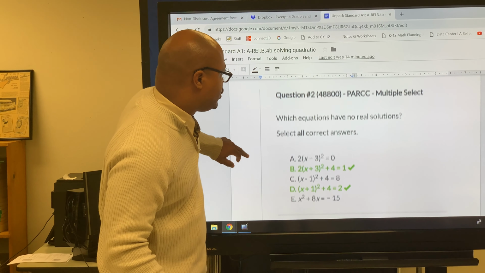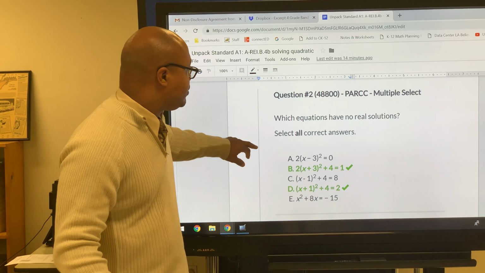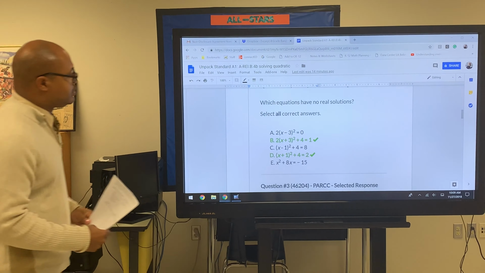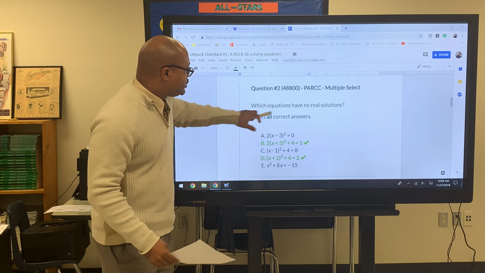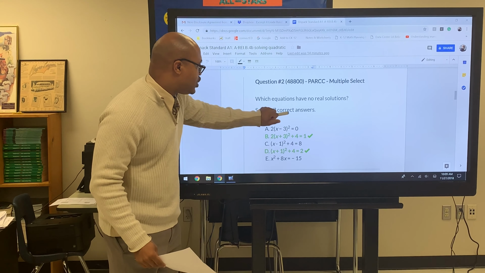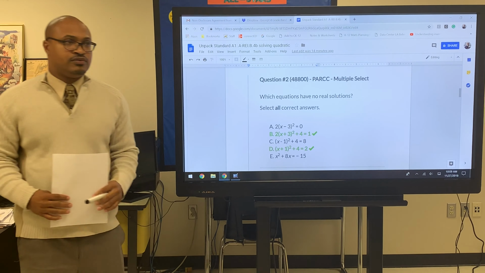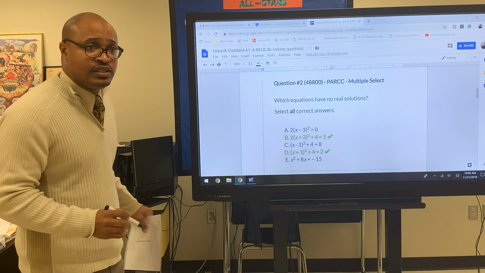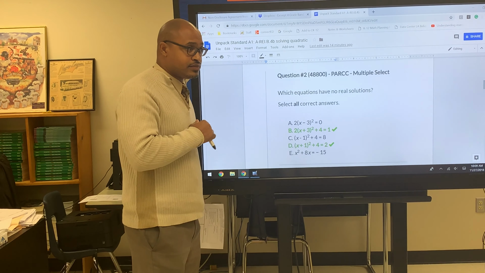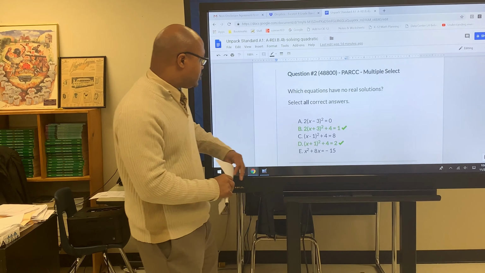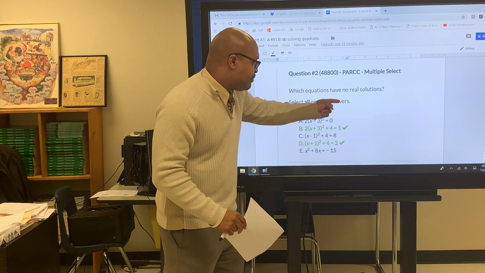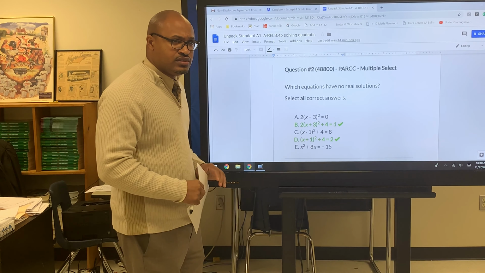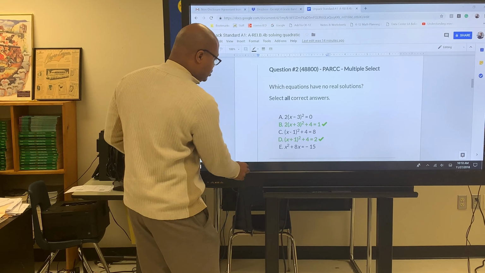Let's see if this is a question we would like. Here's a sample question. Which equations have no real solutions? Select all correct answers. Would that be a question you would like? Which DOK would that be: 1, 2, or 3? That would be three. You have to understand it. One person says 2, maybe.